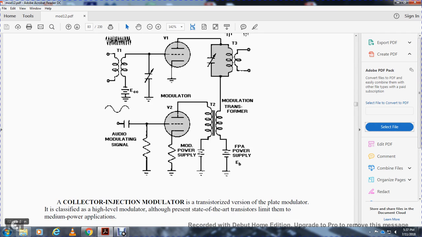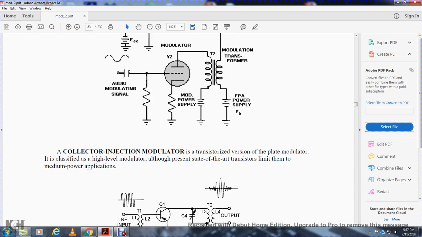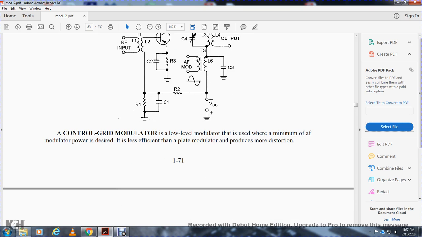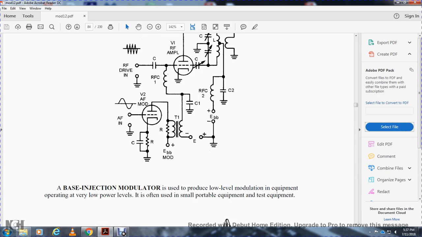The collector injection modulator is the transistor version of the plate modulator, classified as a high level modulator, although the present state of the art of transistors limits them to medium power applications. The control grid modulator uses the minimum level of the audio frequency modulator power desired, but is less efficient, and the modulator produces more distortion.